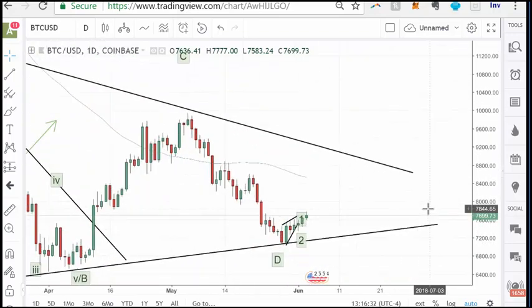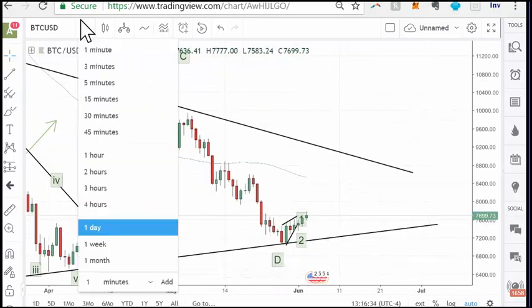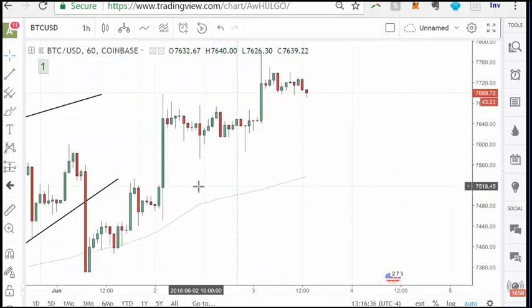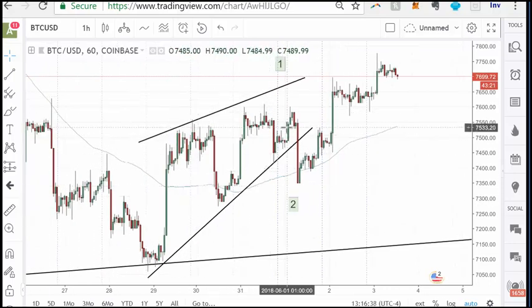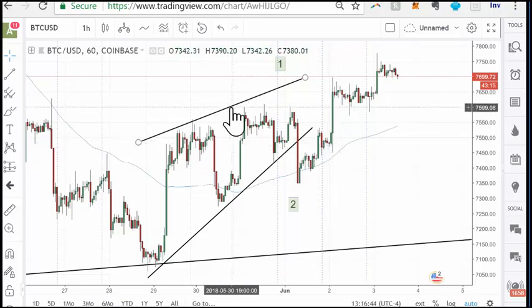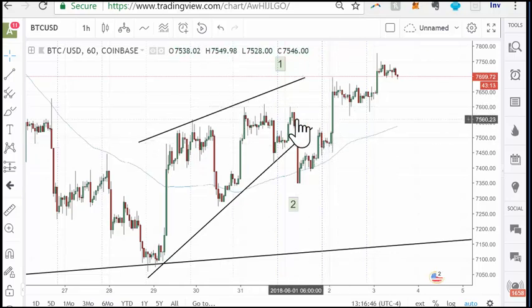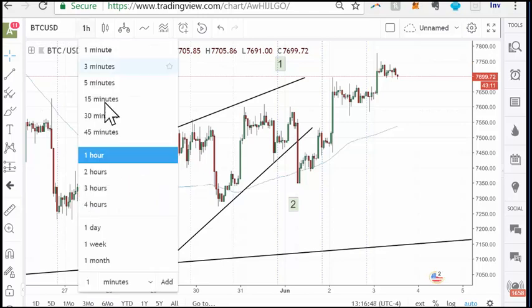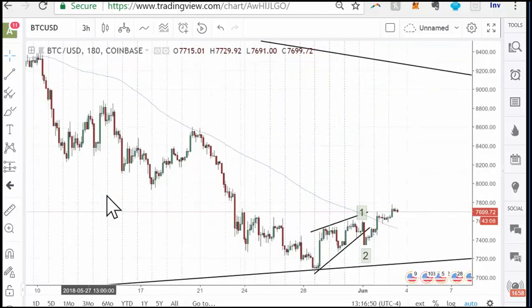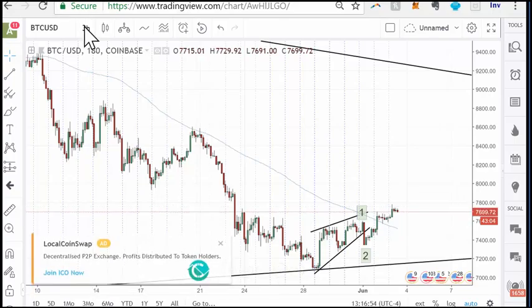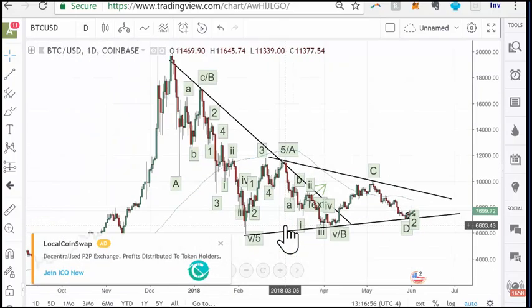We'll see what happens, but right now it looks promising because of this leading diagonal to the upside, followed by a wave 2 drop, followed by a move shortly after that breaks over 7,600. So right now it looks like momentum is shifting, and we'll have to see whether that pattern actually plays out. So that's the update for Bitcoin, and we'll see you guys next time.